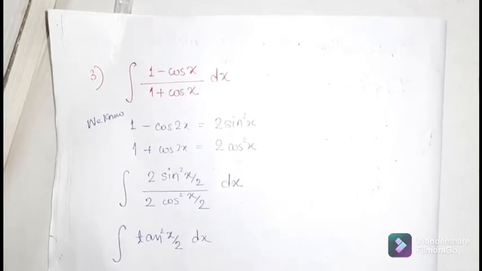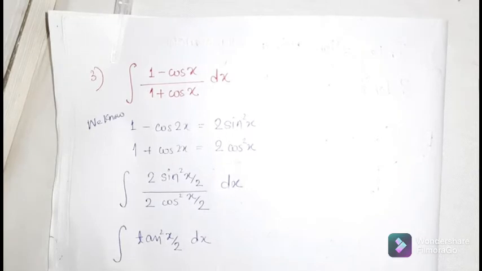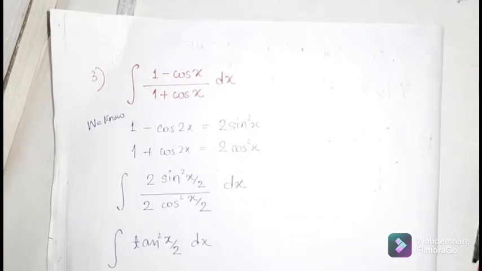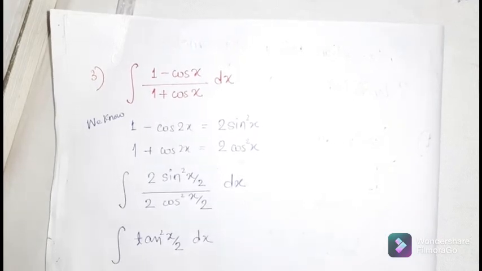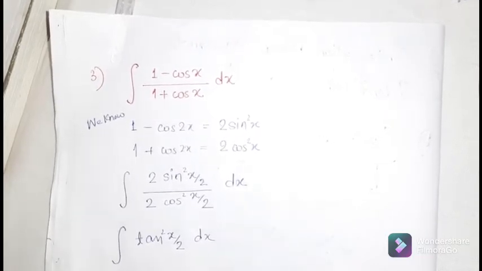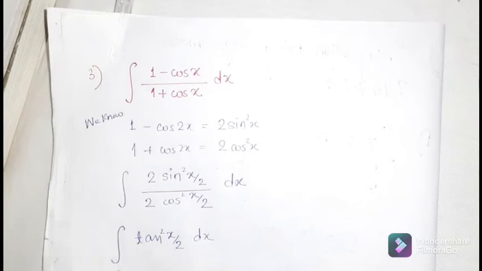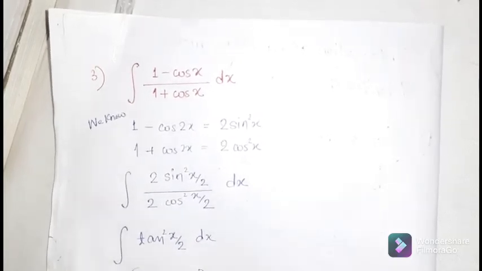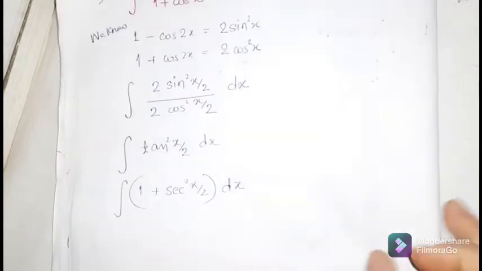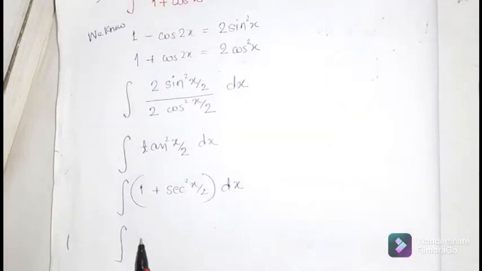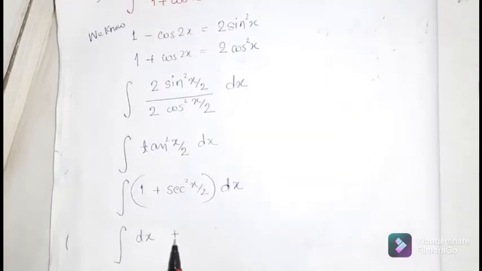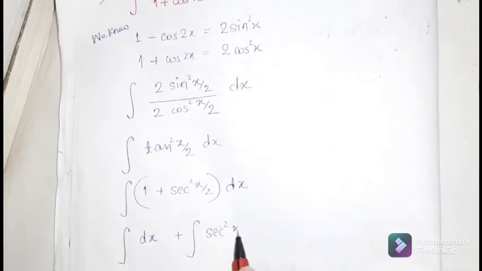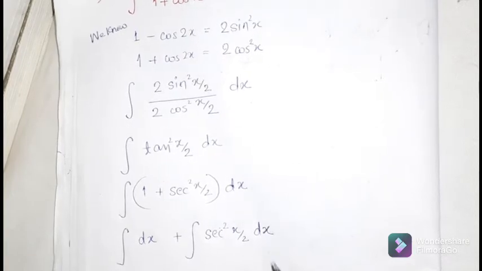Now we don't have a direct integration formula for tan square x, but we have the formula for secant square. Tan square theta equals secant square theta minus 1. So we convert it into secant square x by 2 minus 1. Now it is the integration of sec square x by 2 dx minus the integration of dx.